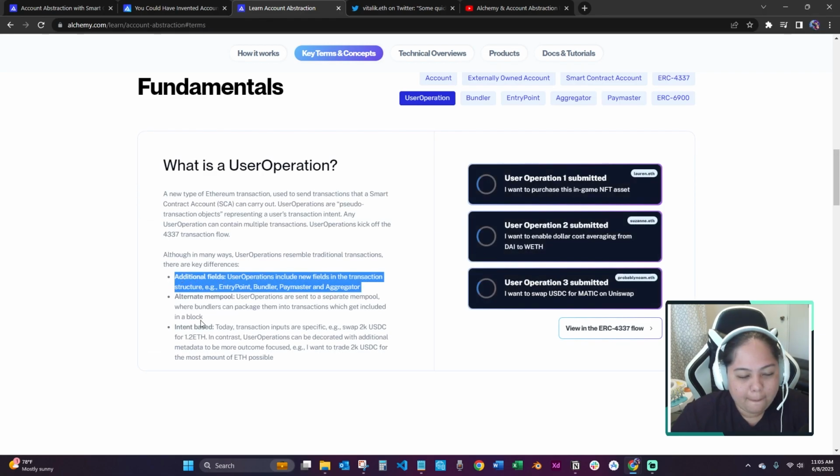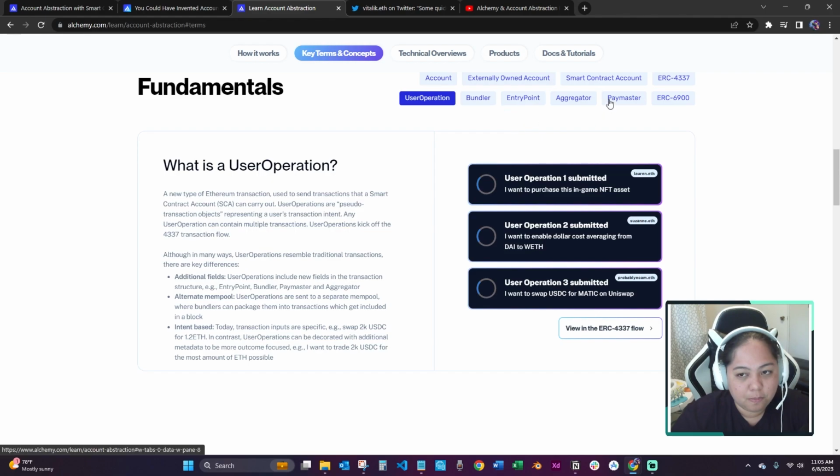So they're going to determine how they want the bundler handled, how they want the entry points handled, the aggregator and the paymaster handled. The user is going to tell the smart contract that they also want the paymaster to act a certain way. It's going to tell the aggregator what signatures are allowed. So it bundles up their smart contract into a separate mempool, and the user operation also allows intent-based operation. What is intent-based? That's basically the part where the user can define how they want the transaction to go. What options the dev gives the users and what options the users give the devs, or what options the user gives their smart contract wallet.